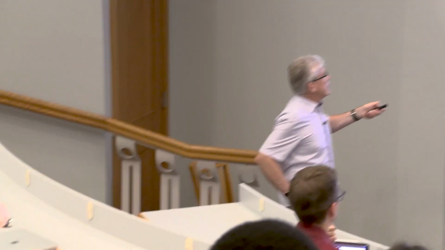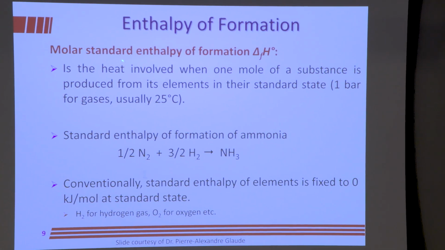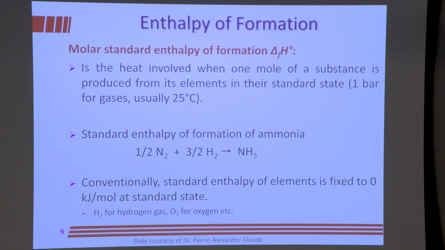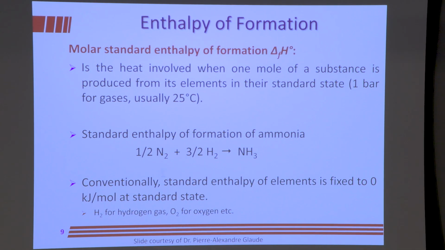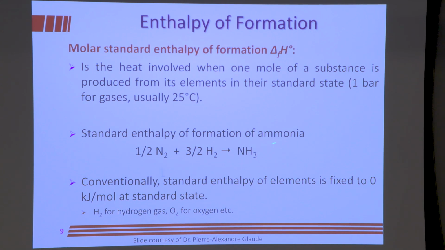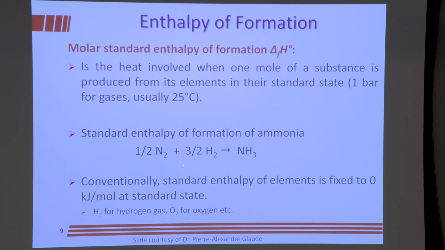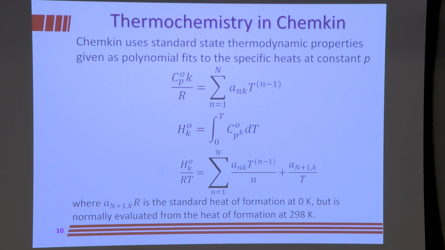Okay. So enthalpy of formation is defined as the heat involved when 1 mole of a substance is produced from its elements in their standard state. For the standard enthalpy of formation of ammonia, we have half a mole of N2 plus 1.5 moles of hydrogen giving 1 mole of ammonia. Conventionally, the standard enthalpy of elements is fixed at 0 kilojoules per mole at standard state. We have H2 for hydrogen, O2 for oxygen, and so on. It's 0. And then we have, of course, heat capacity.